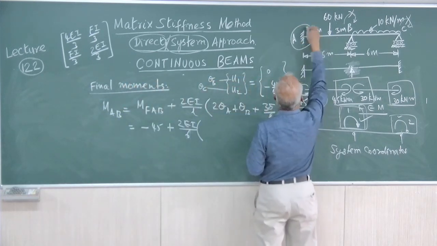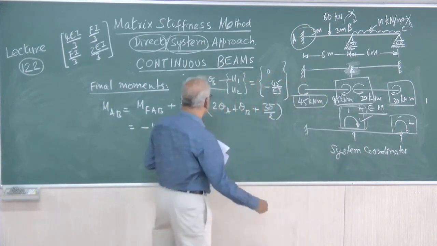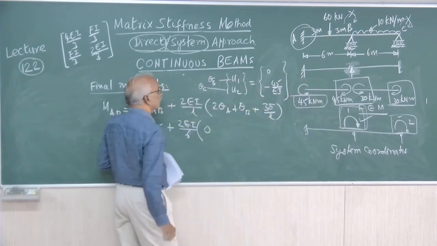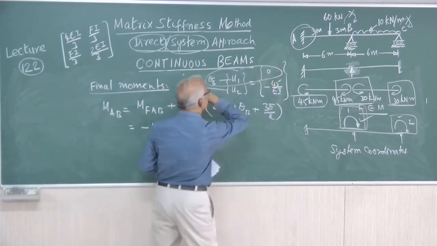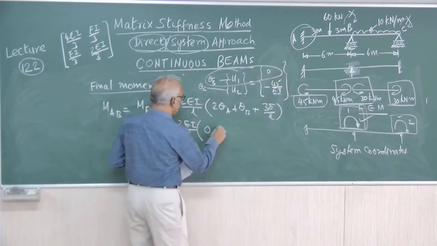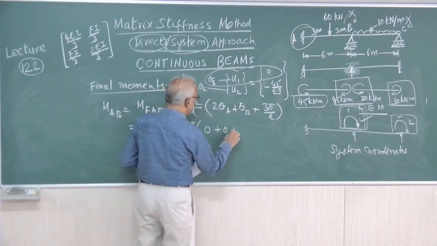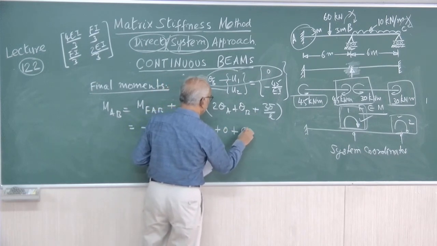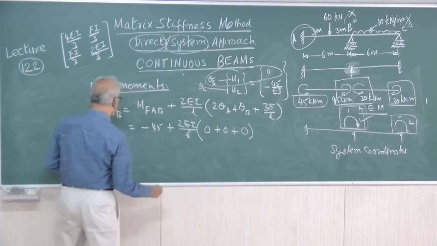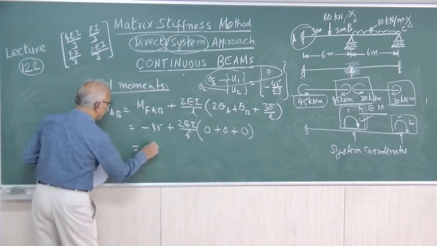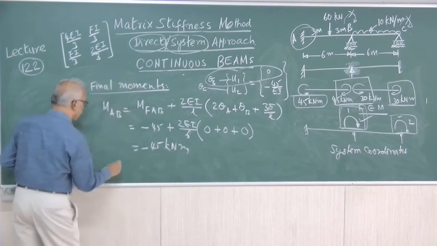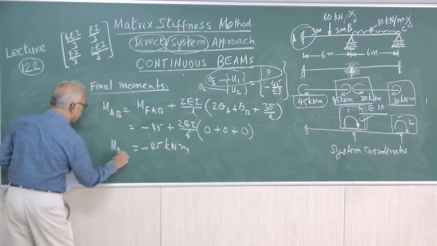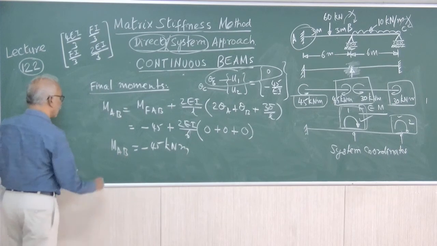A is a fixed end in the given problem. Therefore, theta A is 0. And already we have got theta B is also 0. And here there is no mention of any settlement. Therefore, that is also 0. Therefore, MAB equals minus 45 kilonewton meter. The final moment MAB equals minus 45 kilonewton meter.